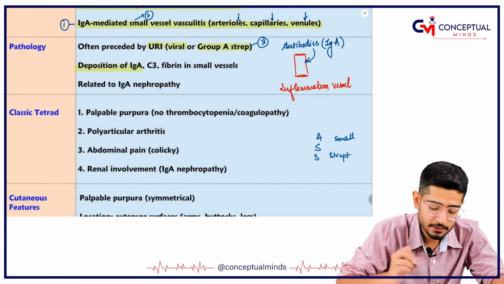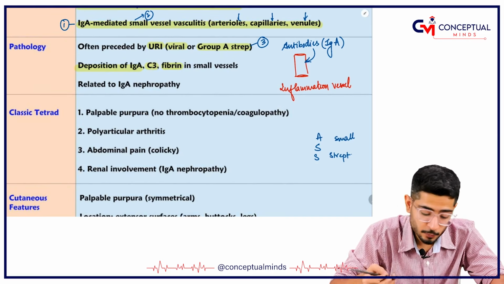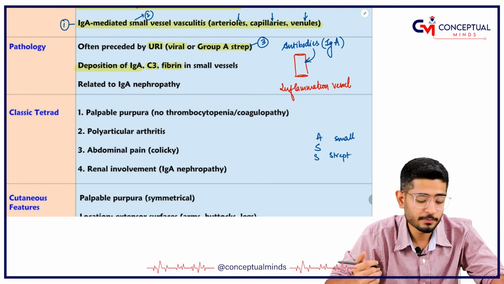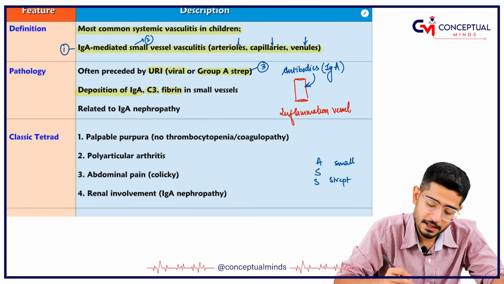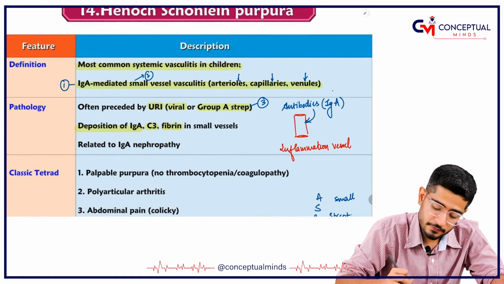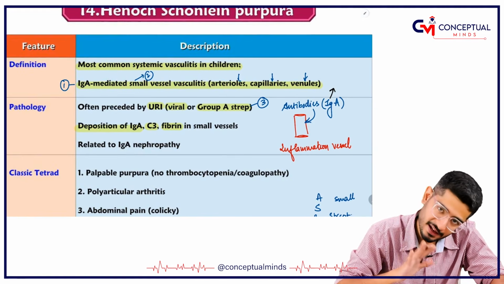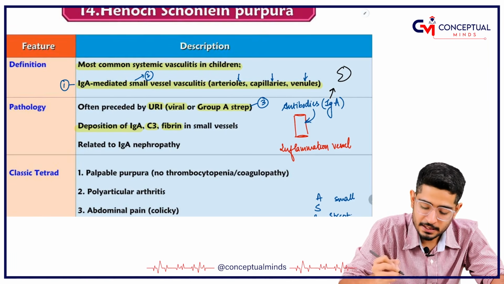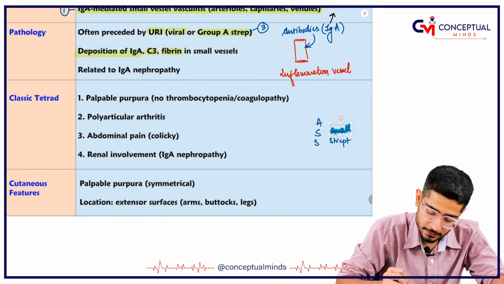So what does it lead to? It leads to deposition of IgA, C3 and fibrin in the vessels. The fibrin is going to get deposited, the C3 complement is going to get deposited, and IgA is going to get deposited. This IgA is also responsible for damaging the kidney. So IgA causes the vasculitis as well as kidney damage. Whenever IgA vasculitis happens, it is associated with IgA nephropathy as well.